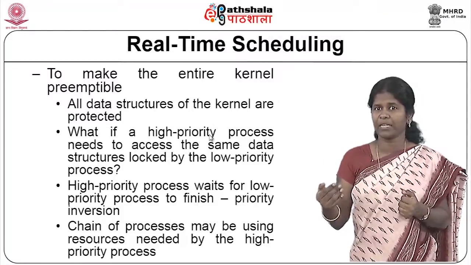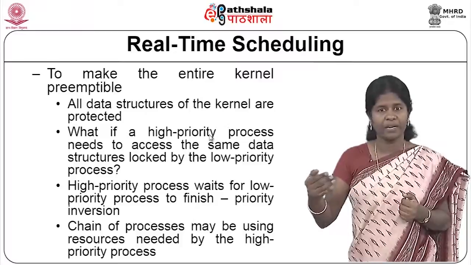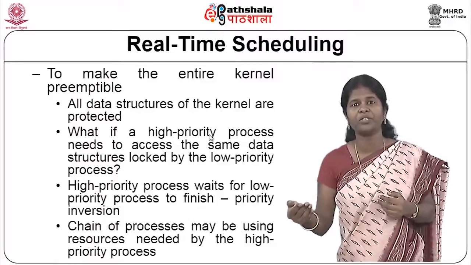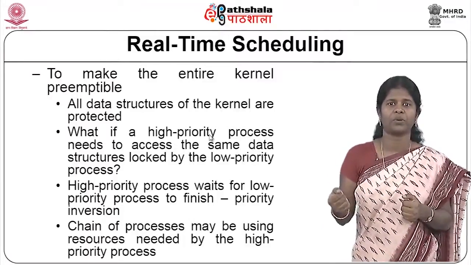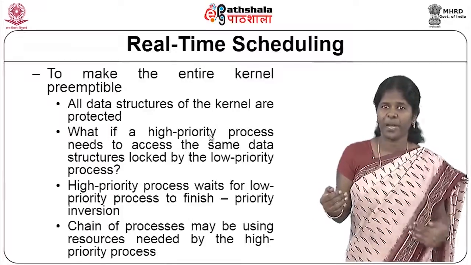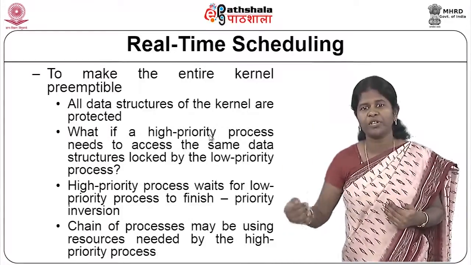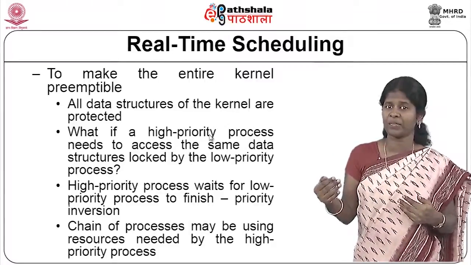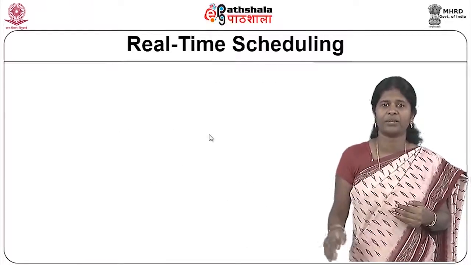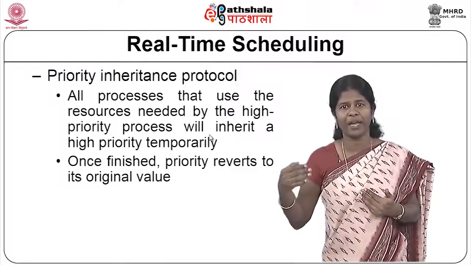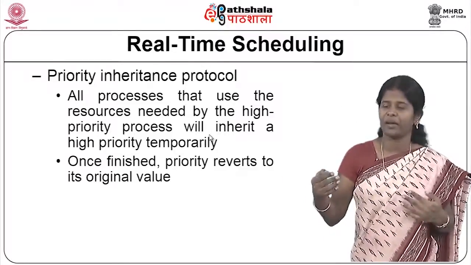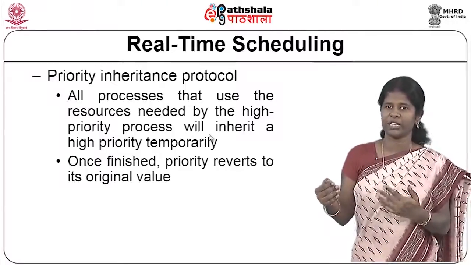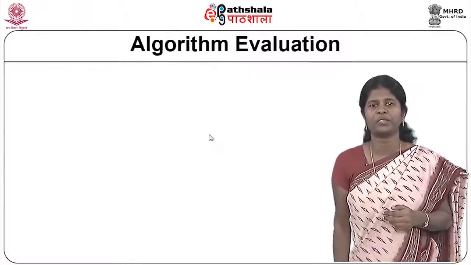It may be possible that the low priority process had already locked some of the data structures and the high priority process may not be able to access those data structures. So, the high priority process will now have to wait till the low priority process finishes its execution of this system call. So, now we see that there is a priority inversion, that is, the low priority process gains high priority for some amount of time till it finishes executing those system calls, and then once it finishes, it will revert the priority to its original value.